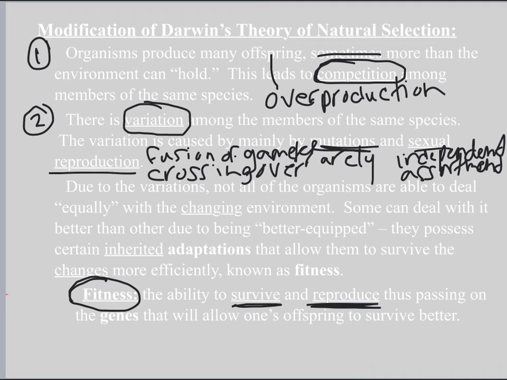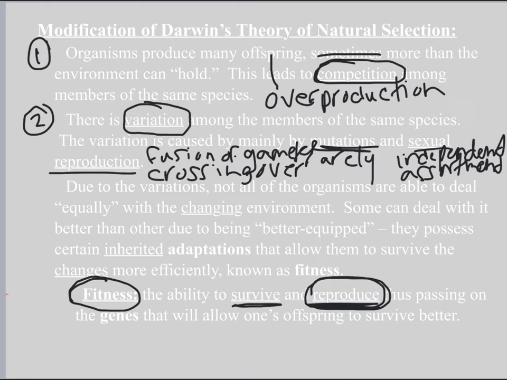And when we're talking about fitness, I'm not talking about how in shape somebody is. What I'm talking about is the ability to survive, and here's the big one, reproduce. Because an organism could live to be 500 years old. But if that organism cannot reproduce, it does not have any fitness because it's not able to pass on those traits to a later generation.